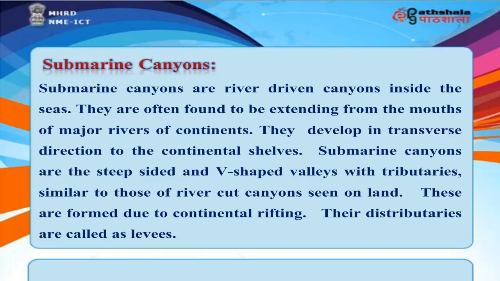Submarine canyons. Submarine canyons are river-driven canyons inside the seas. They are often found extending from the mouths of major rivers of continents. They develop in a transverse direction to the continental shelves. Submarine canyons are steep-sided and V-shaped valleys with tributaries similar to those of river-cut canyons seen on land. These are formed due to continental rifting. Their distributaries are called levees.